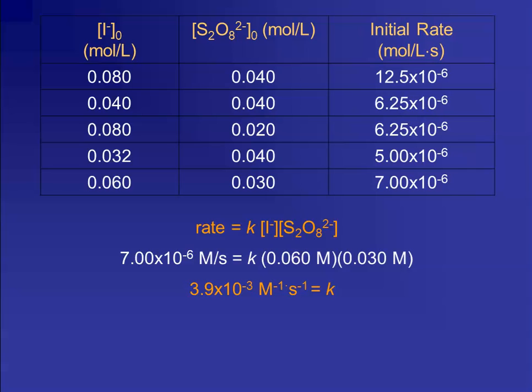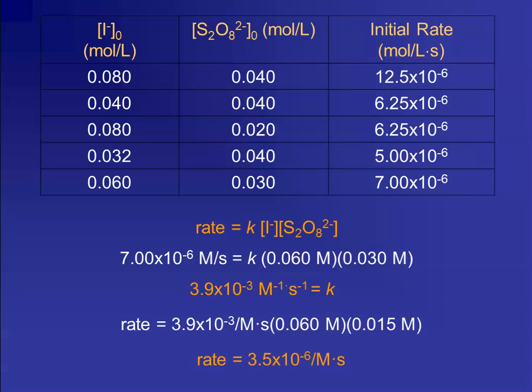The final piece of this was to find what the rate was when you used concentrations that you had not previously tested. If you want to find a new rate, you do have to have the value for K, which we now do have, 3.9 times 10 to the negative third. Our concentration of I minus was 0.060. The concentration of S2O8 2 minus we wanted to test was 0.015. And when we do our math through, we get that the rate for this particular combination of reactants would be 3.5 times 10 to the negative 6.